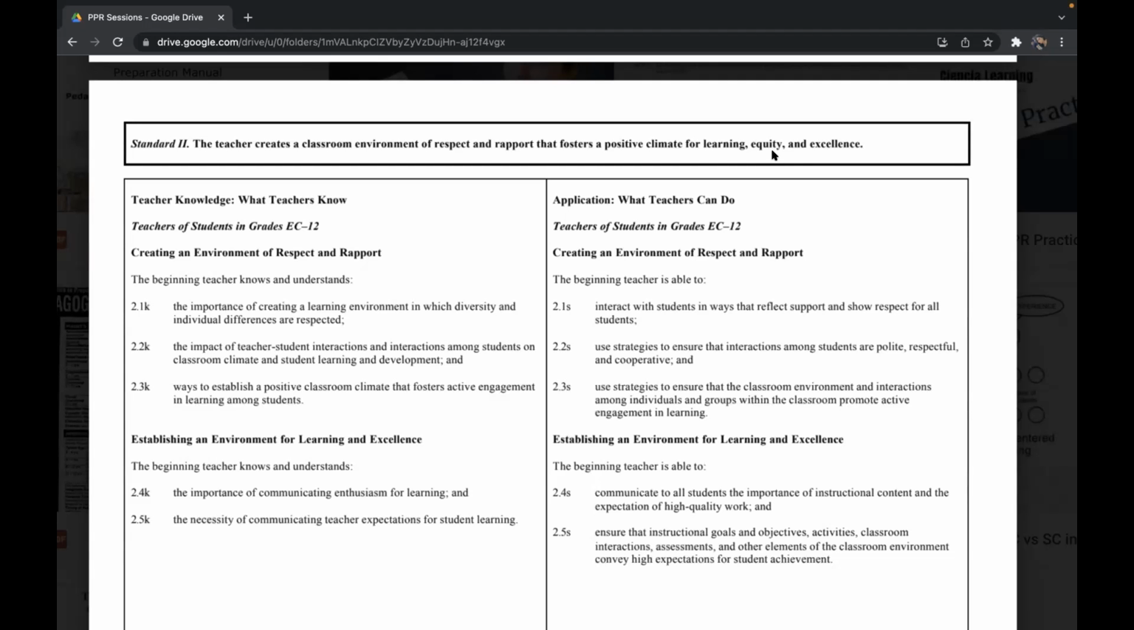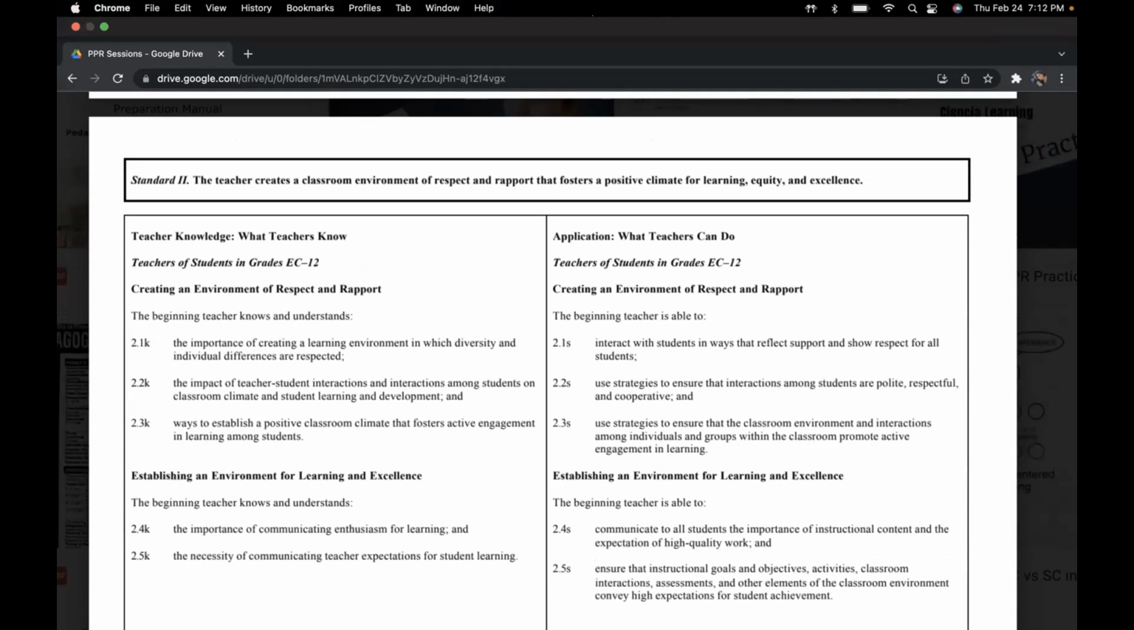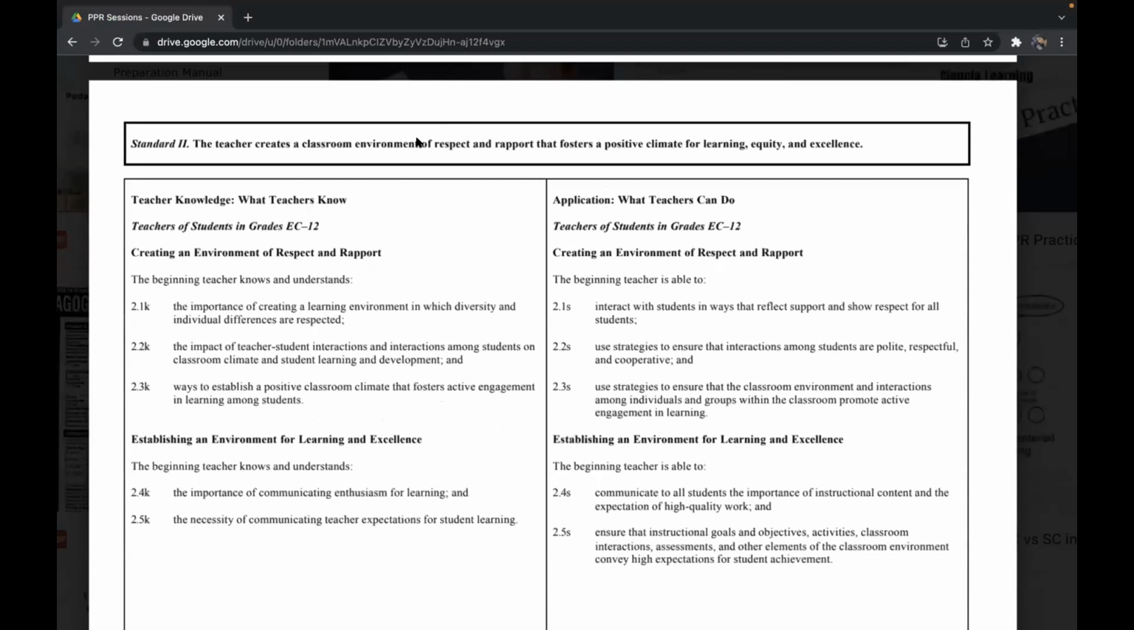Make the classroom a place where students feel supported. For instance, look at S.2.1, and this is in Standard 2. So the application of it, what can you do? Interact with students in ways that reflect support and show respect for all students. Reflect support and show respect for all students. So the question that I just gave you.